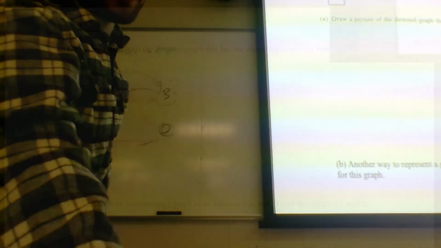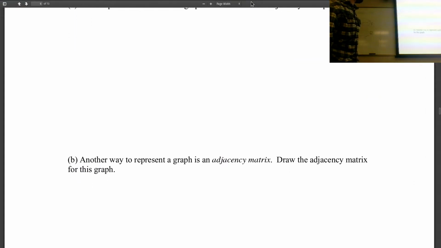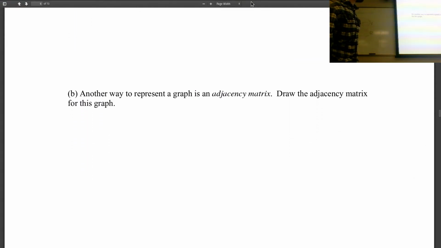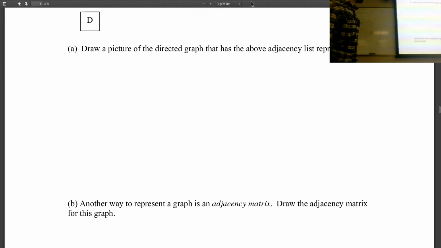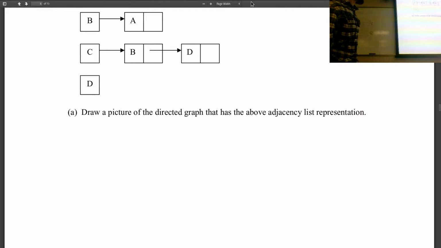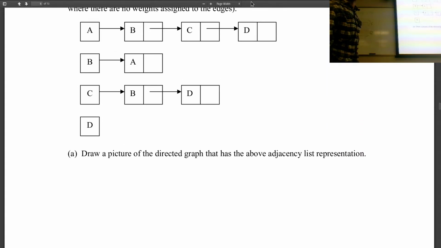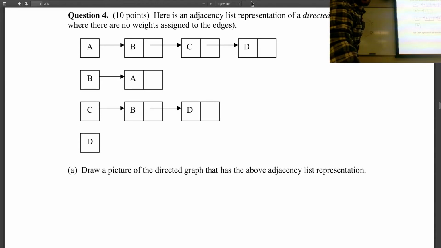So the other part of this question, another way to represent a graph is an adjacency matrix. Draw the adjacency matrix for this graph. And that's also easy. I'm not even going to bother with the graph because I'm going to assume that the graph you're going to draw is also a mess. So I'm just going to do it here.